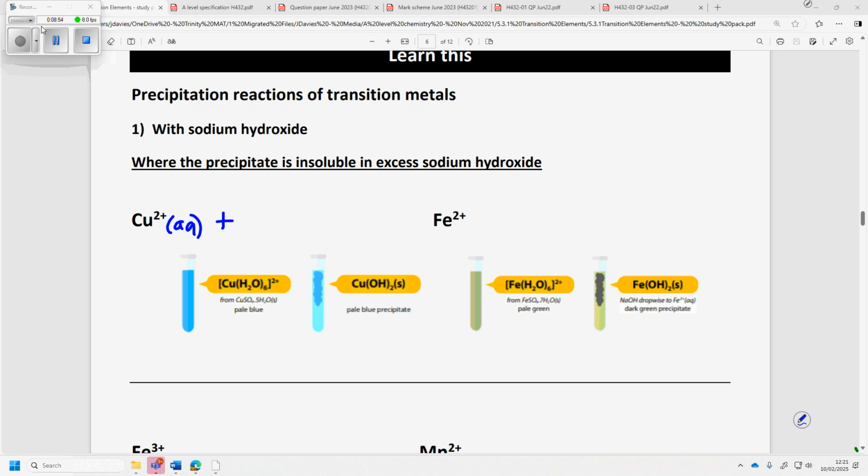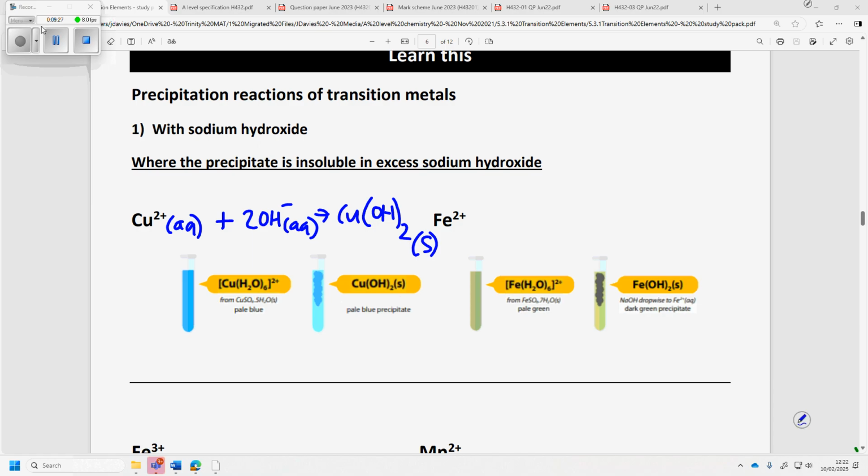I'm going to react my copper hexaaqua ion, my Cu2+ aqueous, with 2 hydroxide ions. State symbols are crucial to make my copper hydroxide precipitate, which is a solid. I go from a pale blue solution and I form a pale blue precipitate. Remember, the word precipitate in chemistry means you add 2 solutions together and make a solid.